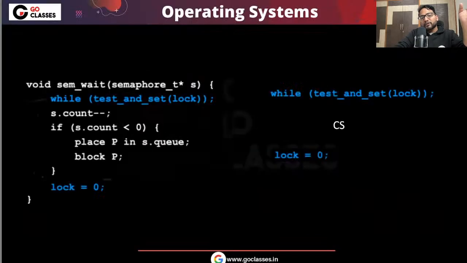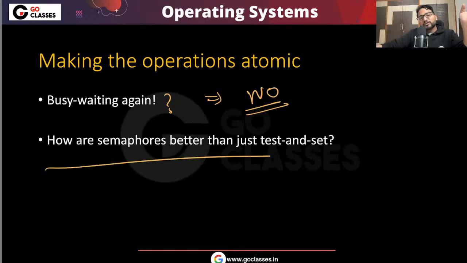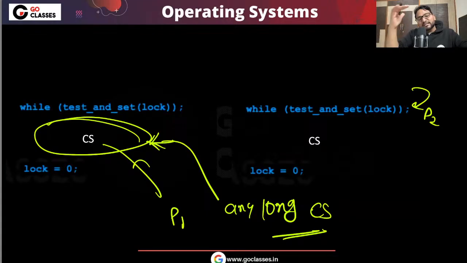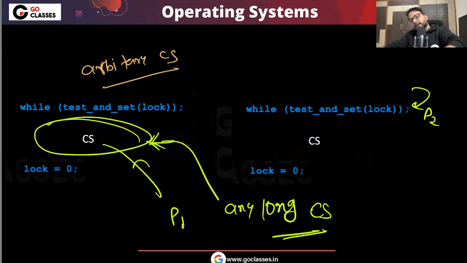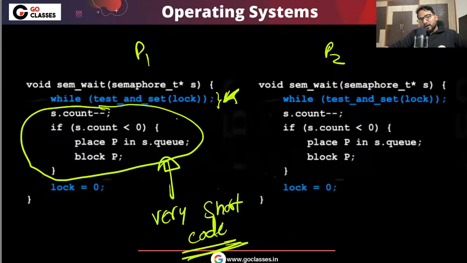I hope you understood that we are not reinventing the wheel, right? So the answer is no. How are semaphores better than just test and set? It is better because test and set is enclosed in an arbitrary critical section. Here, the critical section in which the test and set is being used is for a well-defined, just 10 instructions. That's what the Galvin says, right?